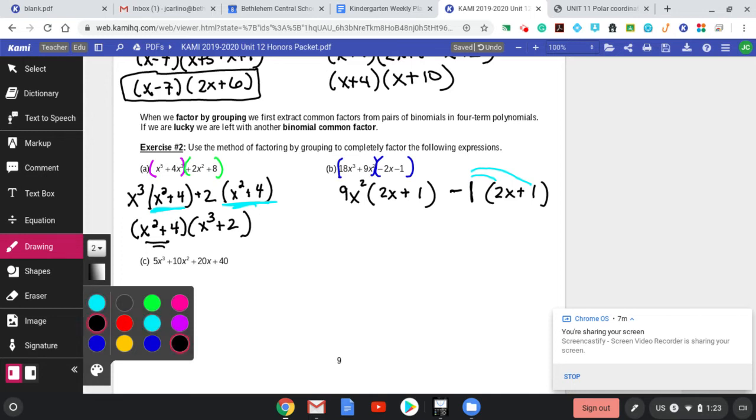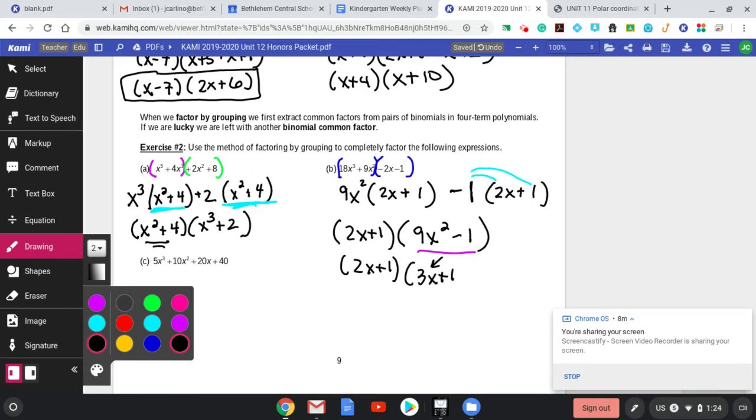All right, so here we go. What's common in both sides? What's common? 2x plus 1. I'll take that out as my GCF. And then in the second parenthesis, what's left over? 9x squared minus 1. Now here's where it's going to get a little tricky. Sometimes you can keep going. Remember all the methods we learned in day 2. Look familiar? Difference of two perfect squares. 2x plus 1. And then this turns into 3x plus 1, 3x minus 1. And there it is for that one.